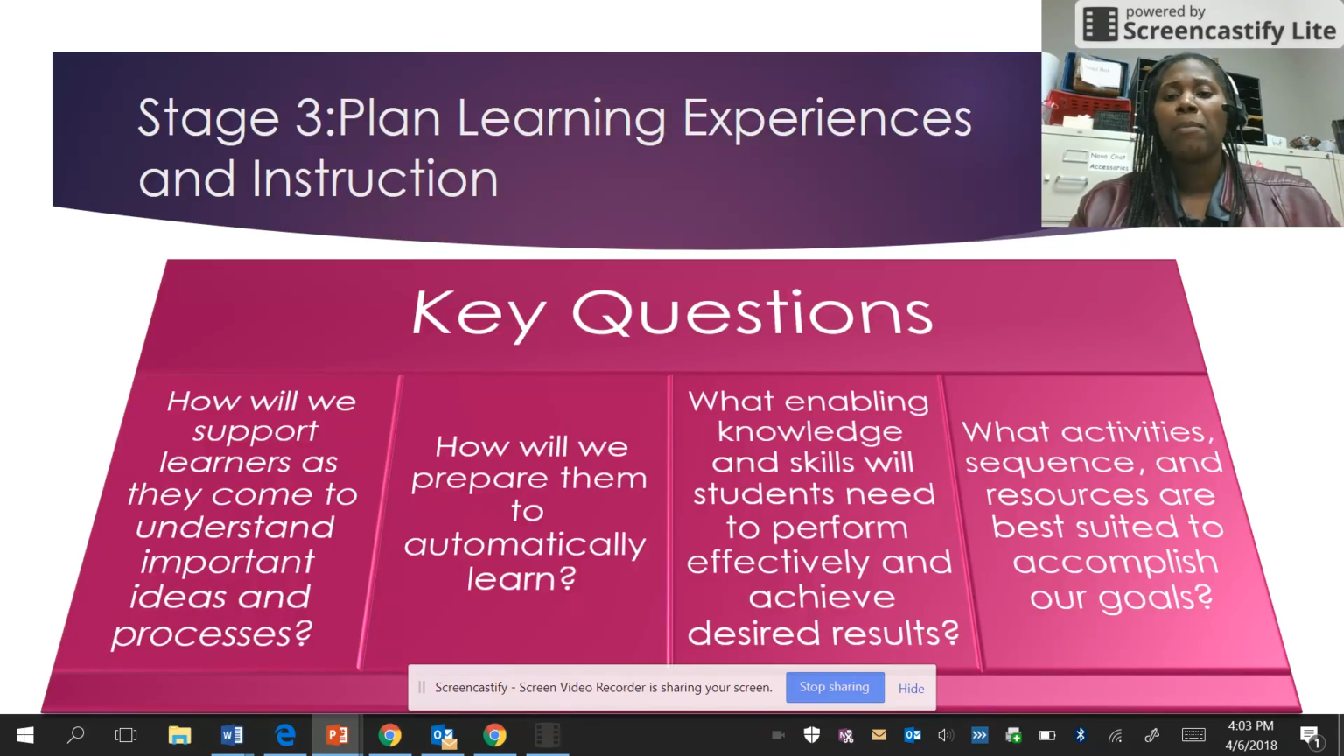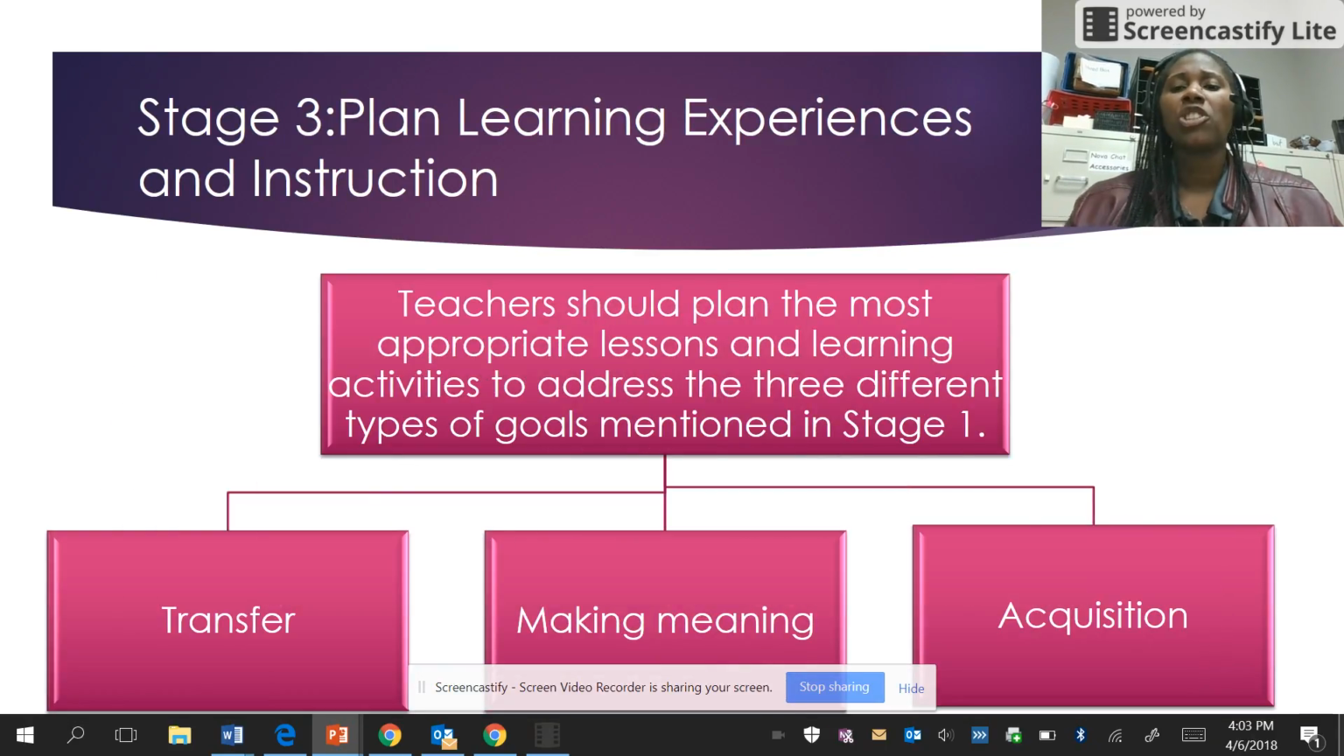What enabling knowledge and skills will the students need to perform effectively? And what activities or sequences or results are we looking for? How do we know we've accomplished our goal? Teachers should plan the most appropriate lesson and learning activities to address the 3 different stages: transfer, making meaning, and acquisition.